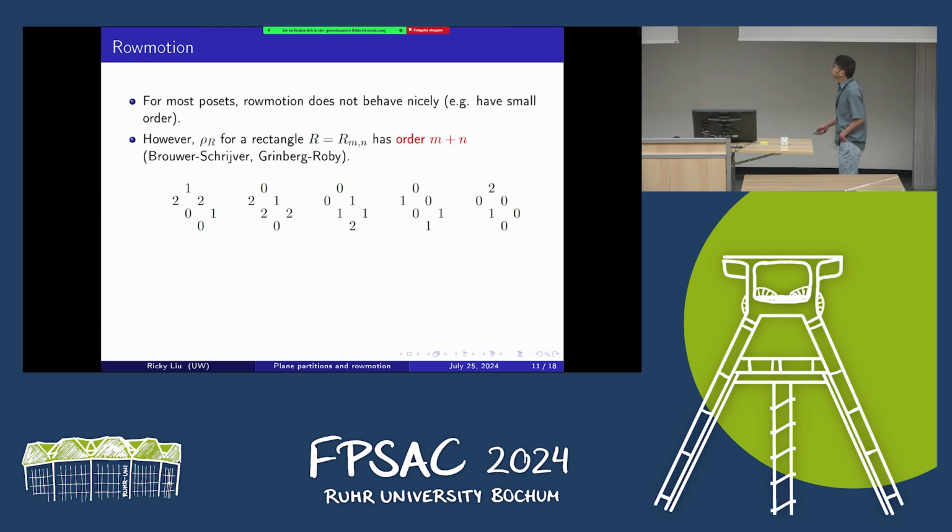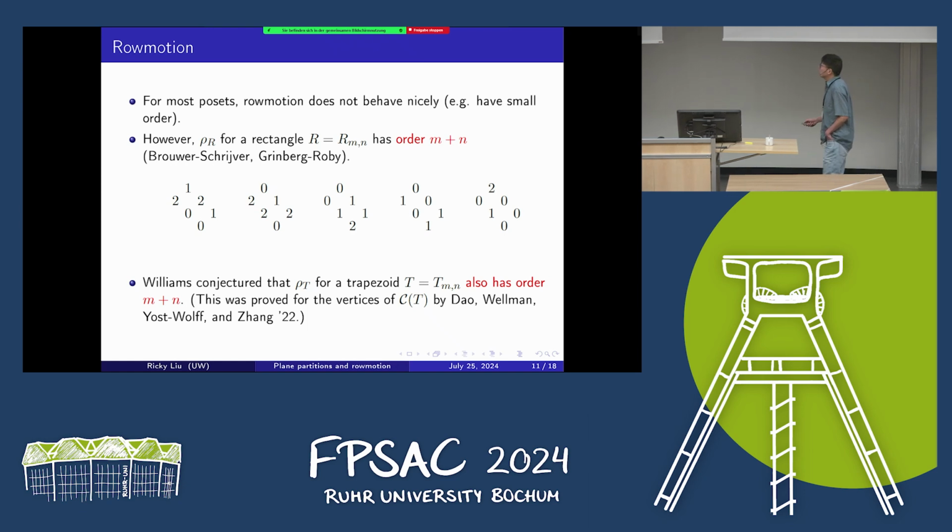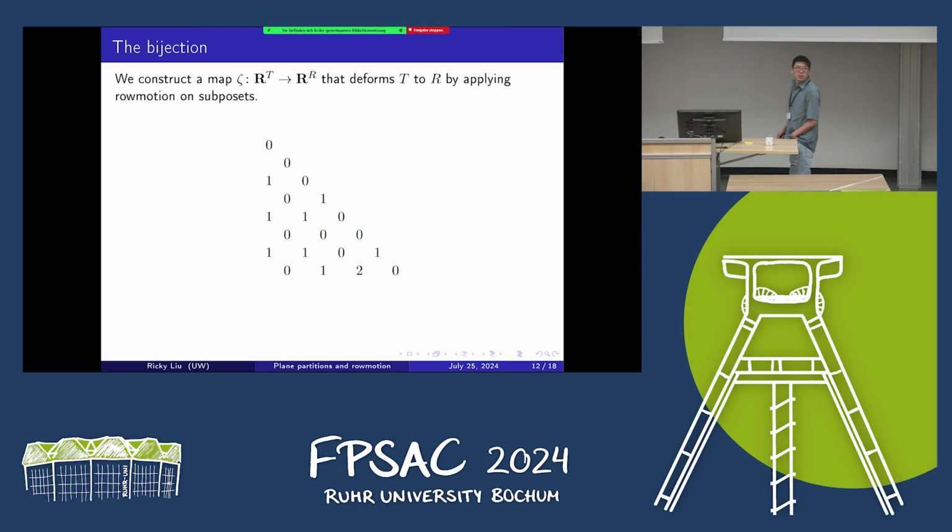This is essentially one orbit of rowmotion of size 5 for this 3 by 2 rectangle. And actually, Williams conjectured, based on some of these doppelganger properties, that for the trapezoid you should also have the same order m plus n. And this was proved for a special case, where I wrote here the vertices of the chain polytope, which is essentially the same as looking at plane partitions of height 1, by this group of authors recently.